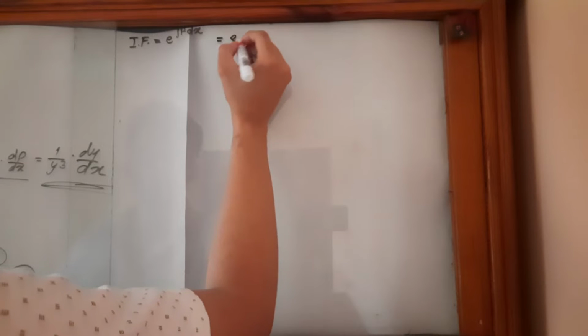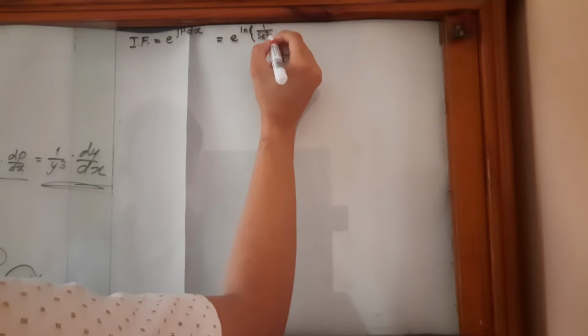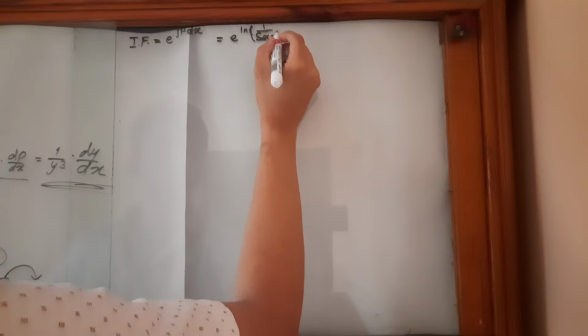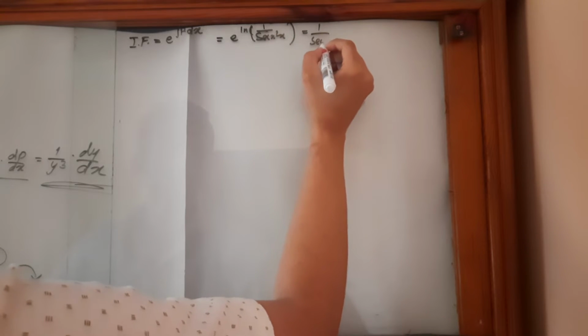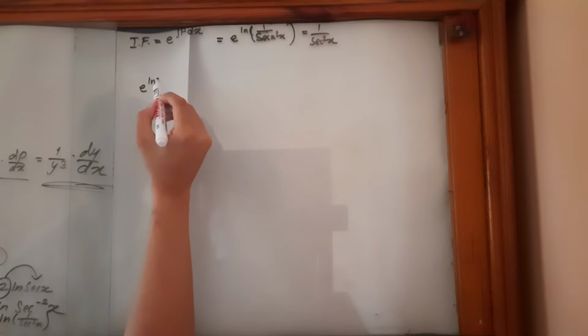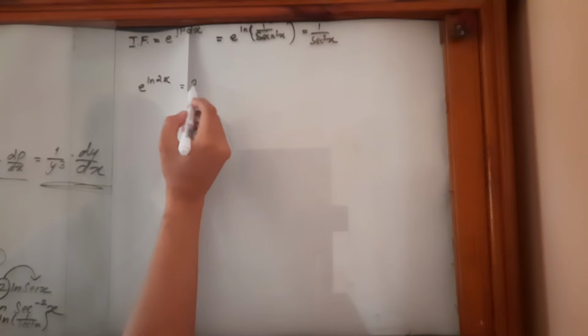So e to the power ln 1 over sec square x, oh, some writing error, is equal to 1 over sec square x. Some of you might be wondering how this popped up, so I'll give you an example. Let us say we have e to the power ln 2x. According to what I did here, this should be equal to 2x, isn't it? Yes, so let's prove how this happens.